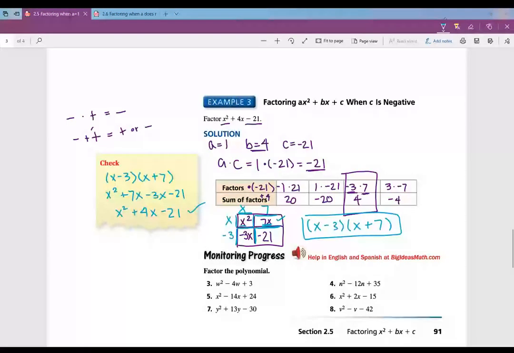Okay, I want you guys to try numbers 5 and 6 on this monitoring progress questions, and then I'll give you the answers at the beginning of the next video.